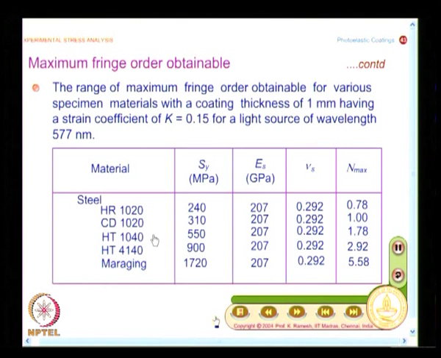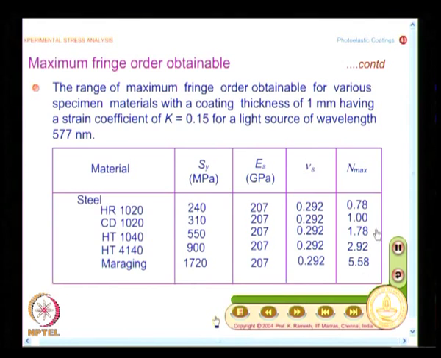What you need to look at here is the yield stress tabulated, and the yield strength is increasing. For a HR 1020 steel, the maximum fringe order obtainable is only 0.78, whereas on a maraging steel it is about 5.58. So, if I am working on high strength alloys, it will be very similar to what I see in the case of transmission photoelasticity. I will see rich colors, but a thumb rule is, if you see rich colors, you have very high values of stress. You should never forget that.